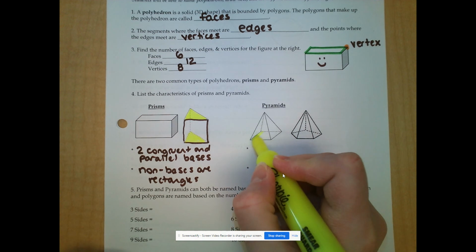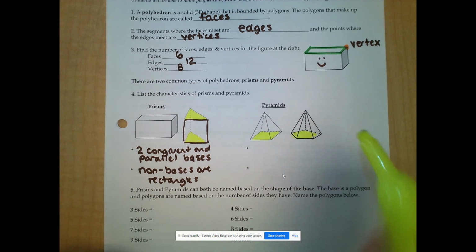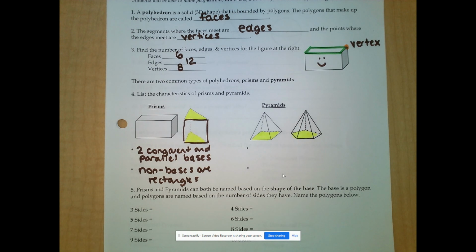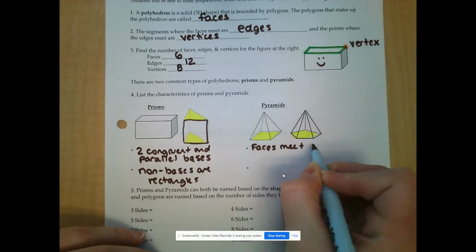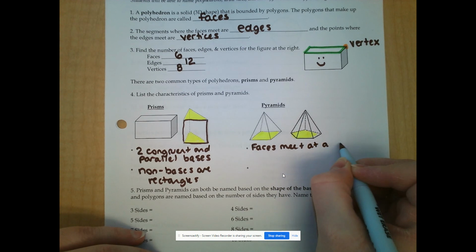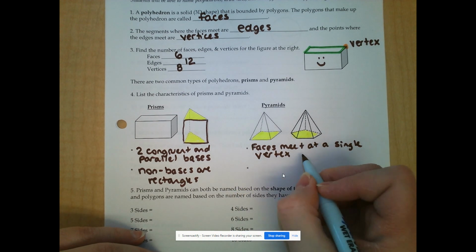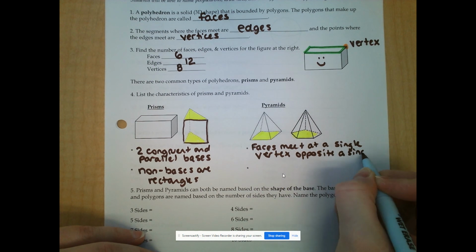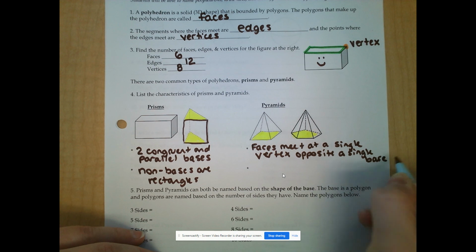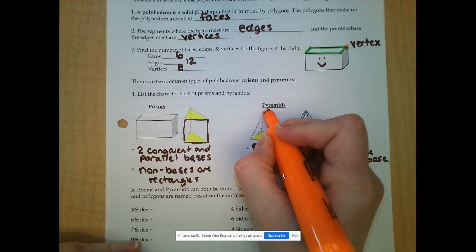Now, pyramids, you will notice, do not have a matching top and bottom. Pyramids have a base, but then up at the other end, the top, there is a single vertex. So we could say faces meet at a single vertex opposite a single base. You've got the single base, which I've colored in yellow, and then the single vertex that we're referring to would be up here.